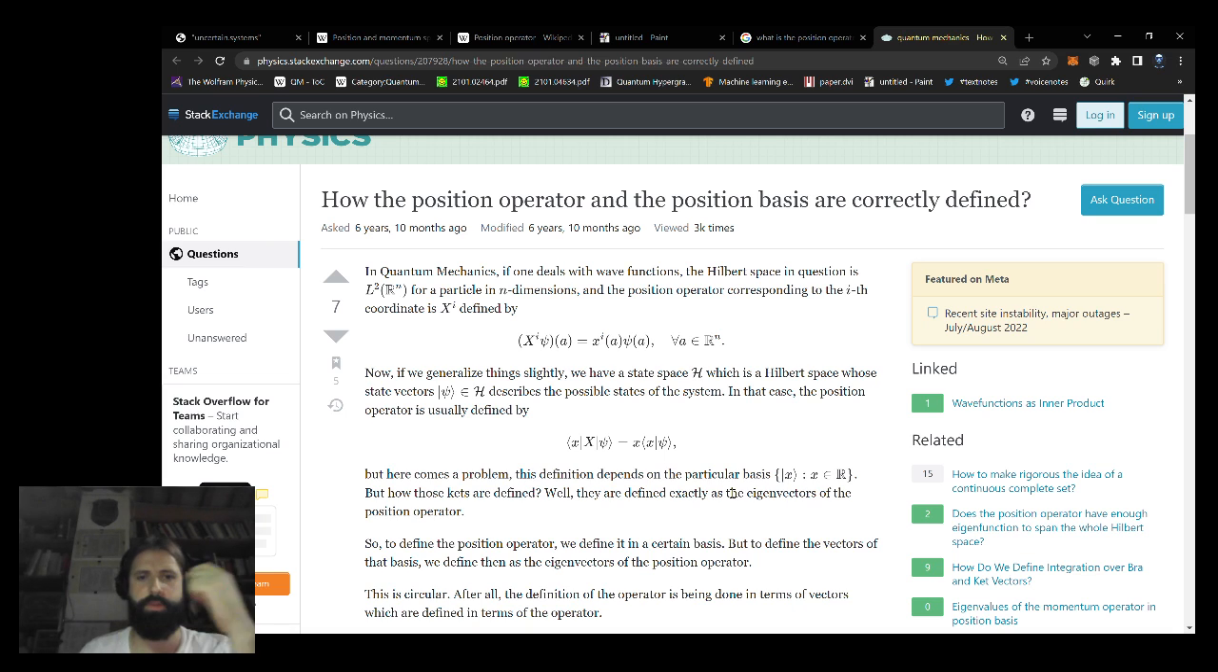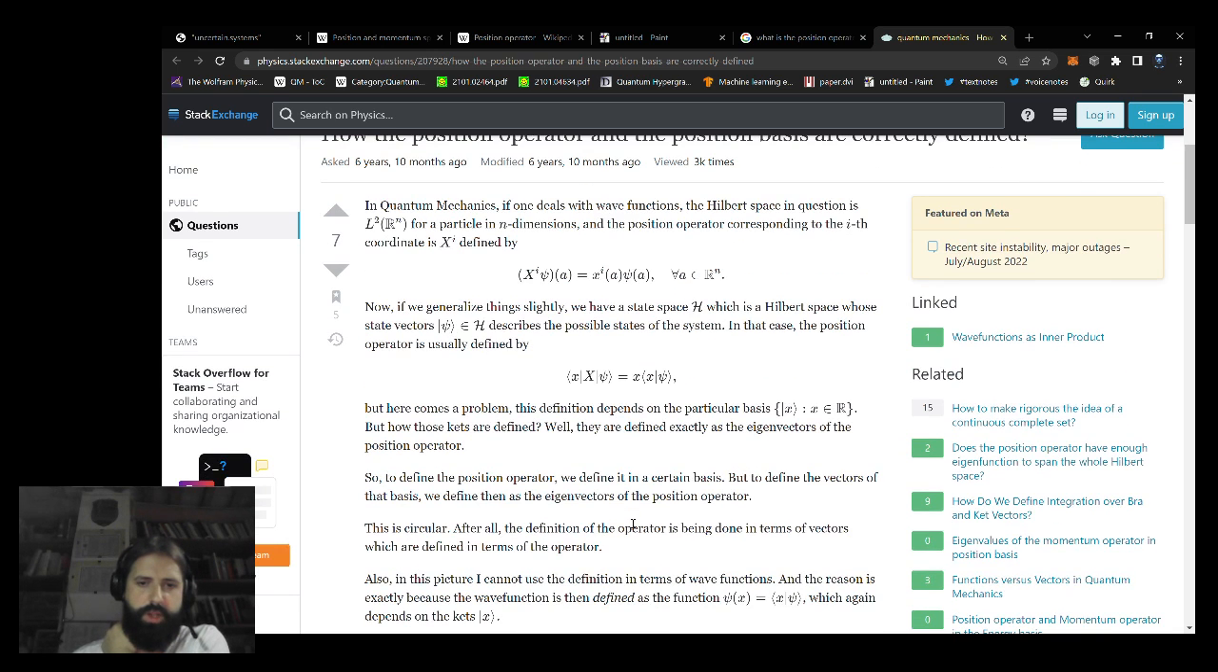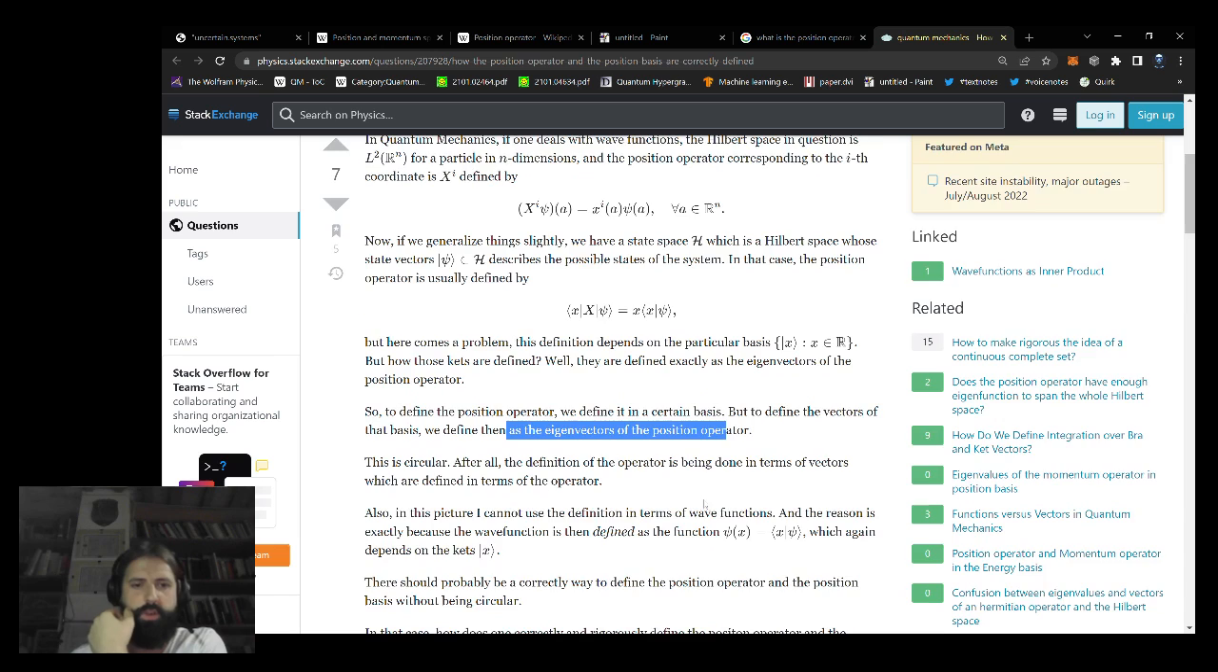But here's the problem. This definition depends on a particular basis. But how are those bases defined? Well, they're defined exactly as eigenvectors of the position operator. So to define the position operator, we need it in a certain basis. But to define the vectors of that basis, we define them as the eigenvectors of the position operator. This is circular.